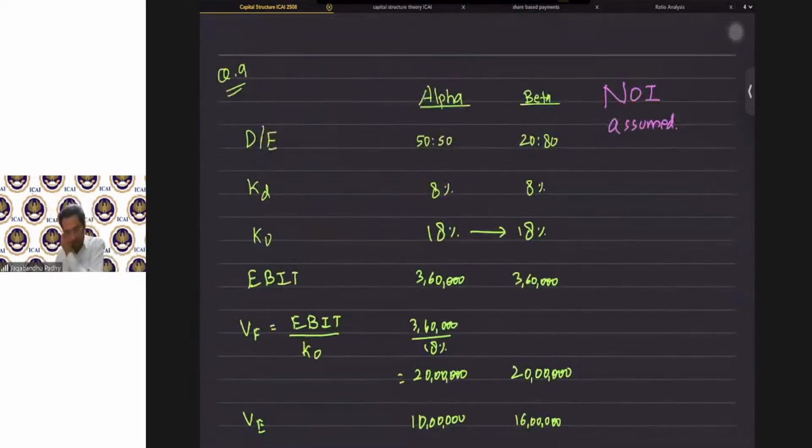We have assumed the net operating income over here. If you take an assumption the other way around, then of course a different answer is going to be there. So let us say, I'll just tell you one thing.